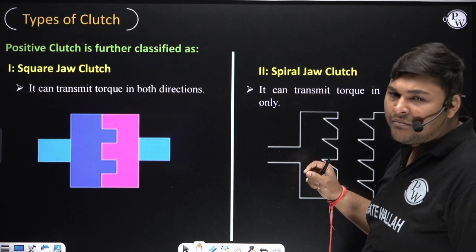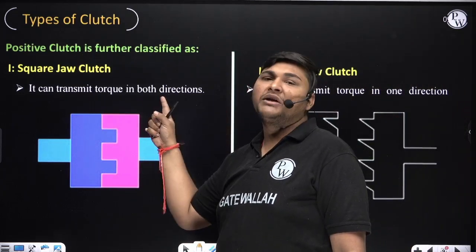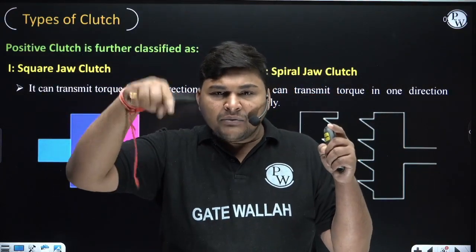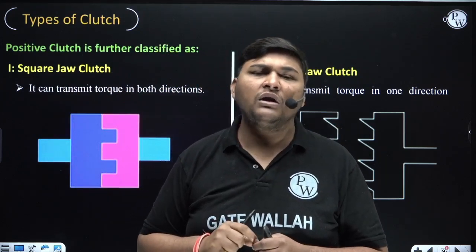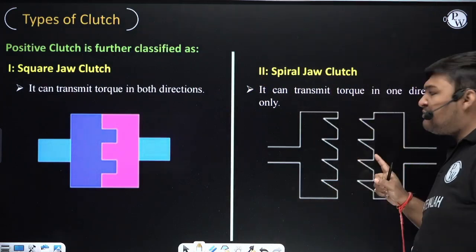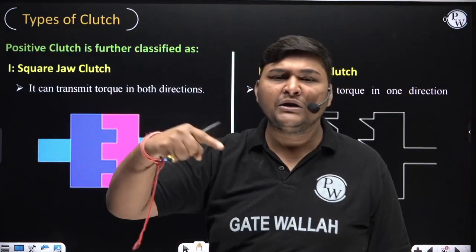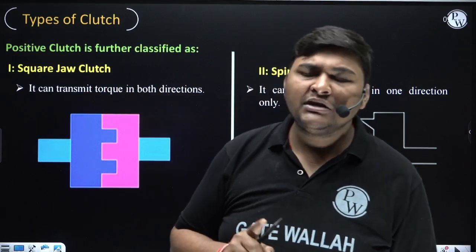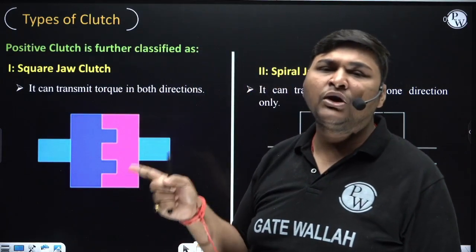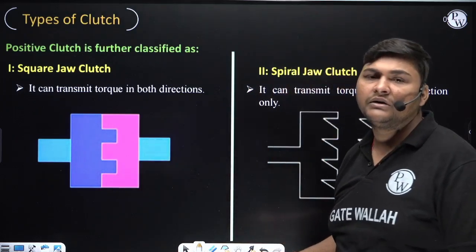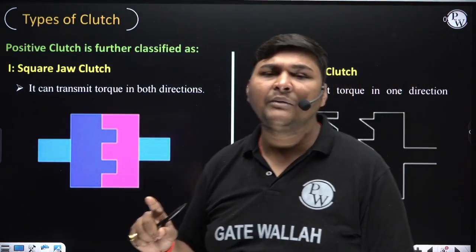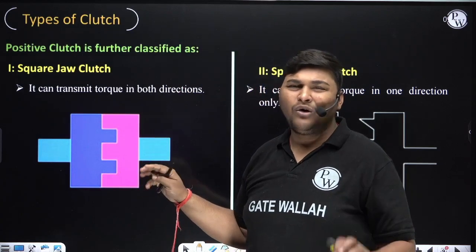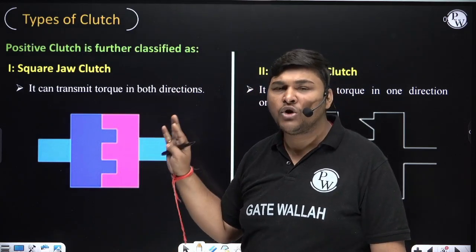Another point you can remember is that the square jaw clutch can transmit torque in both directions. Suppose the input shaft is rotating like this, then it can transmit torque. If the input shaft is rotating like this, then also the square jaw clutch can transmit torque. But the spiral jaw clutch can transmit torque in only one direction. If the input shaft is rotating like this and it is transmitting torque, then in the opposite rotation it cannot transmit torque. The summary is, whenever you know the direction of the input shaft, you can use a spiral jaw clutch. But if in any system the direction of the input shaft is changing, it can be like this or like this, then we will use the square jaw clutch.